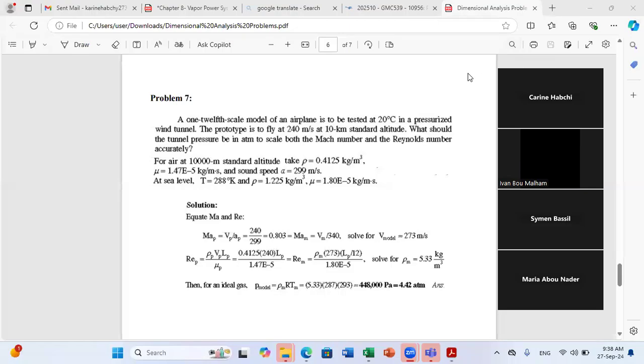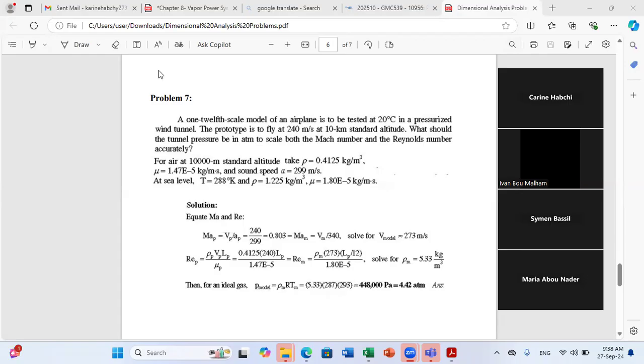A 1/12 scale model of an airplane is to be tested at 20 degrees in a pressurized wind tunnel. The prototype is to fly at 240 meters per second at 10 kilometers standard altitude. What should be the tunnel pressure in atmospheres to scale both the Mach number and the Reynolds number accurately?